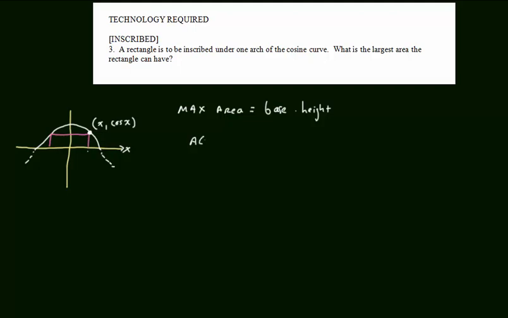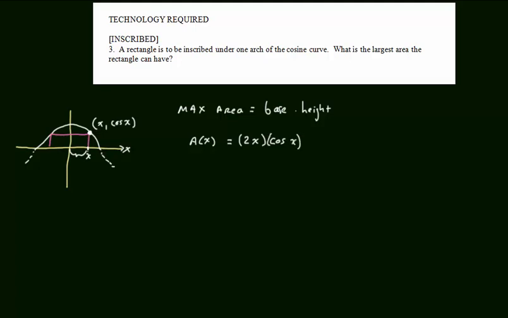Area in terms of the variable x is going to be the base. Now let's analyze this carefully. The base is not just this value of x. See, x is the distance from 0 to this point. So the base is not just x, the base is going to be 2x. And then the height of the rectangle is going to be the y-coordinate of the curve. So the height of this is going to be cosine of x.